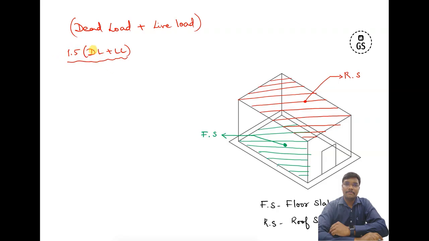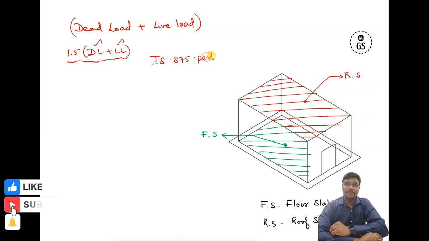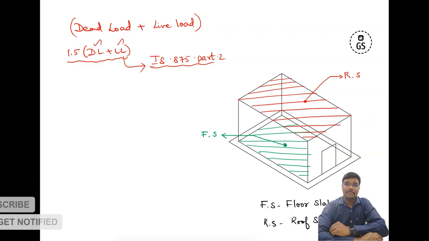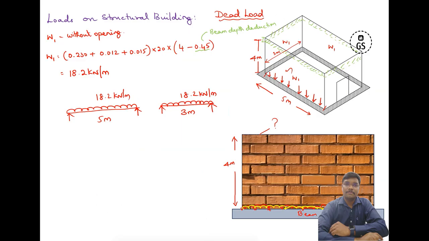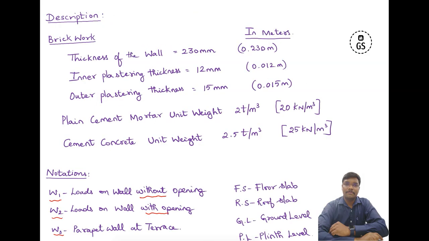We apply that, and now you know how to calculate the dead load, and you are aware of the code book IS 875 part 2. For the live loads, we can use this and calculate the live loads. I hope this video helps you understand how to calculate the dead loads on building structures. You can modify this value with respect to your wall thickness.